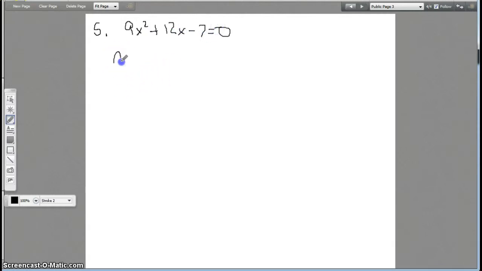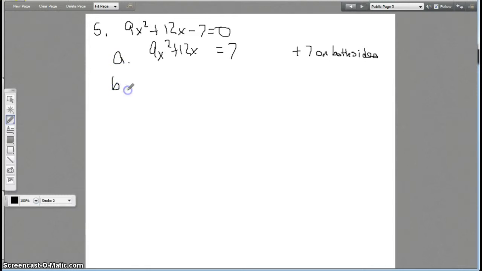And part A is 9x squared plus 12x equals 7. So what did they do to get from 9x squared plus 12x minus 7 equals 0 to 9x squared plus 12x equals 7? Well, you can see that they added 7 to both sides. So I'm going to say plus 7 on both sides. So they added 7 to both sides to get from this first step to step A.